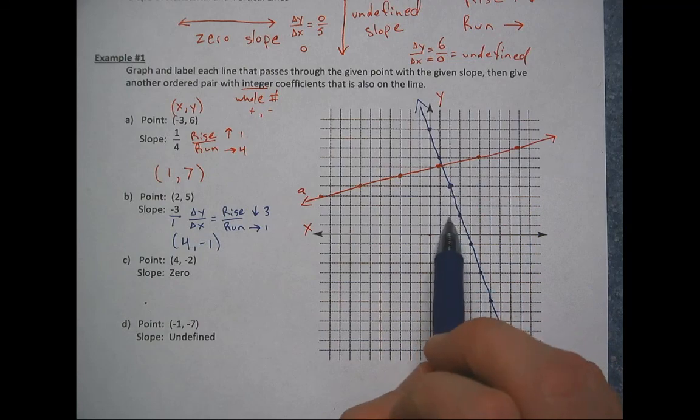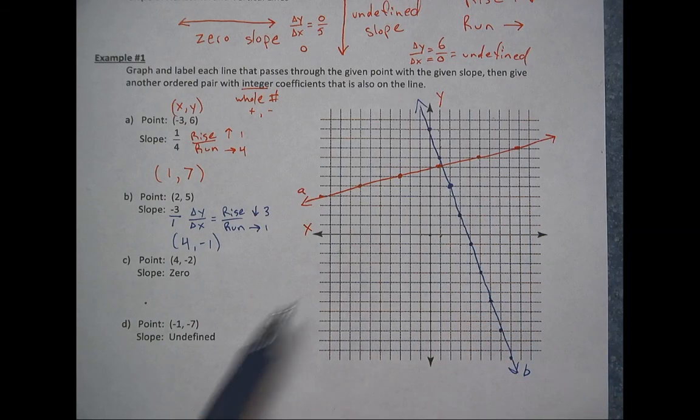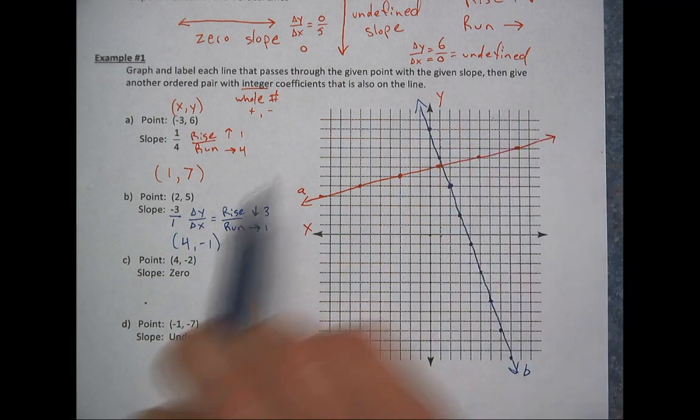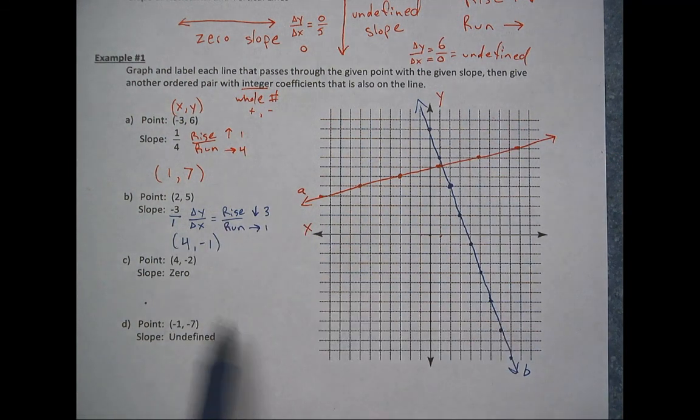Okay, if you went down 3, left 1, down 3, left 1, down 3, left 1, you've created a line that's actually climbing across your graph. And that would be a positive slope. So if it's supposed to be negative, you know you messed up. All right.